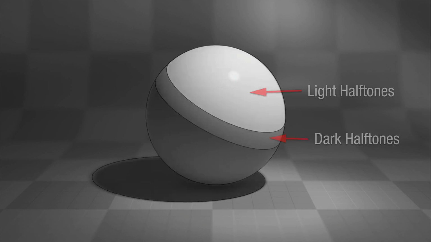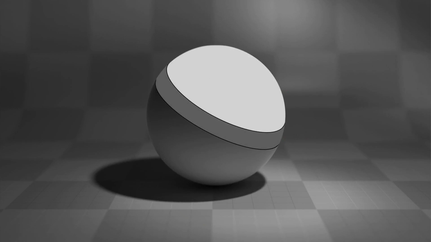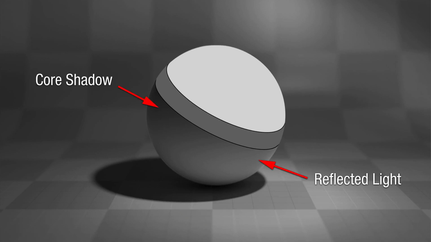Let's compare this to the original image. These value groups give us a good starting point, but we're missing a few things in our simplification. The shadow family consists of at least 3 things: the reflected light, core shadow, and cast shadow. If we could only add one of these to our value groups, which one would you choose? Would you add the core shadow? Would you add the reflected light? Or would you add the cast shadow?